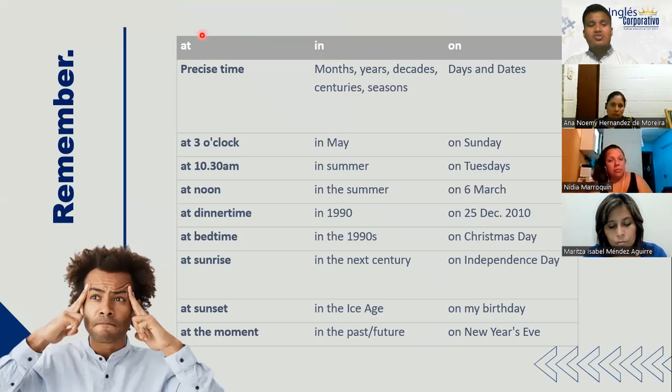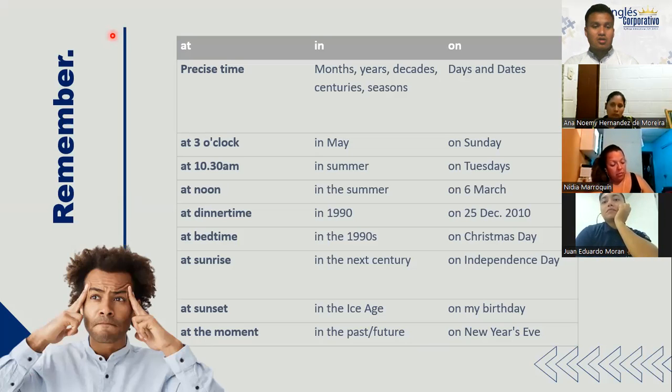When we have the preposition at, it's because you're going to talk about a precise time. For example, if I ask you, what time does the class start? It starts at 8 p.m., 8 o'clock. Thank you very much.